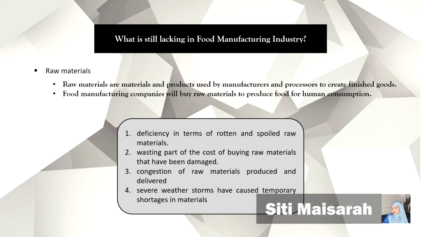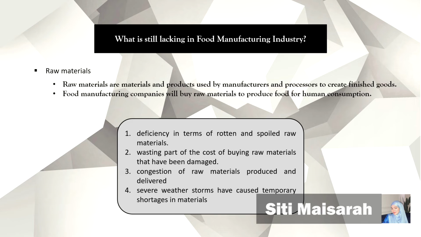What is the lacking in food manufacturing industry in terms of raw materials? Raw materials are materials and products used by manufacturers and processors to create finished goods. Food manufacturing companies will buy raw materials to produce food for human consumption. Therefore, the food industry buys raw materials from outside to produce food.